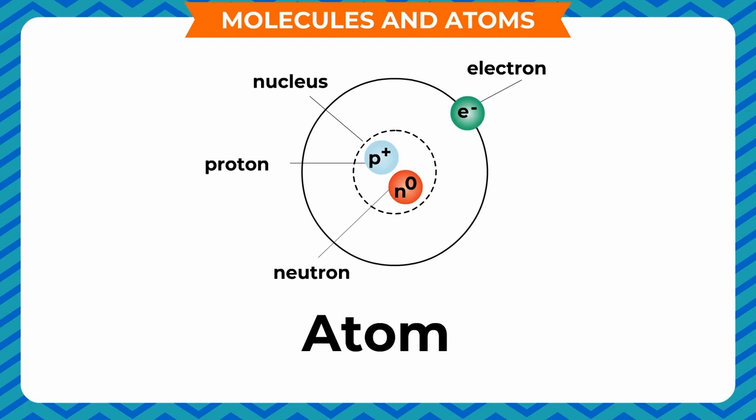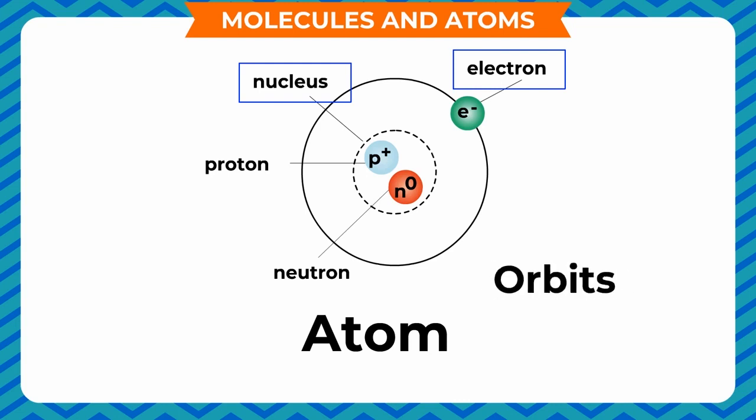An atom consists of three particles: electrons, protons, and neutrons. Protons and neutrons exist at the center of the atom, known as the nucleus, and electrons revolve around the nucleus in a fixed circular path called orbits.